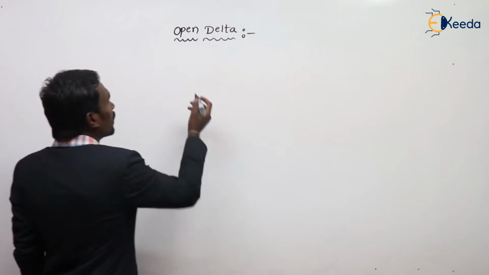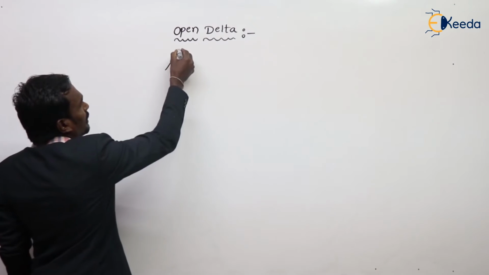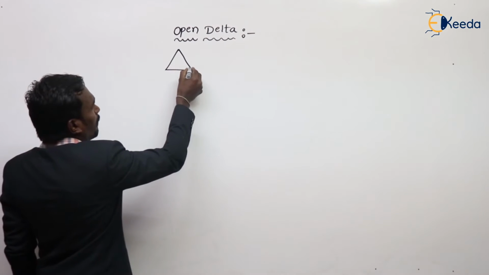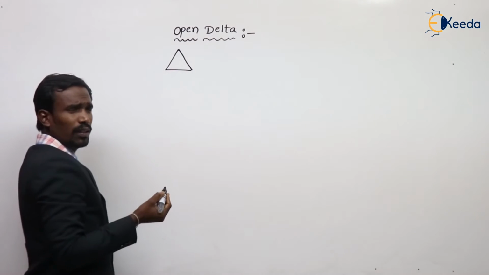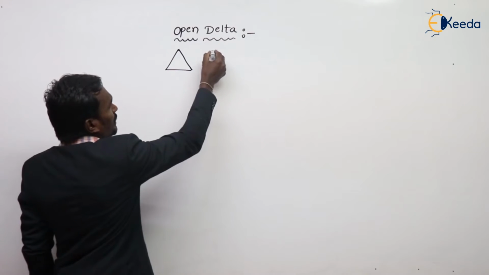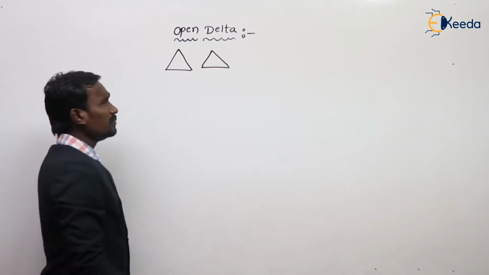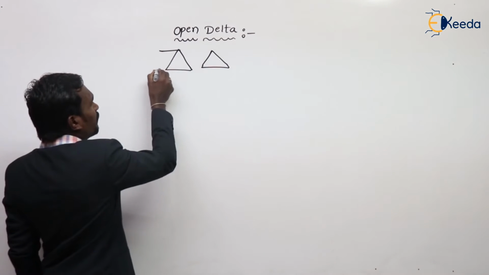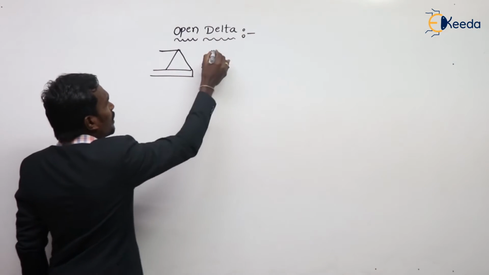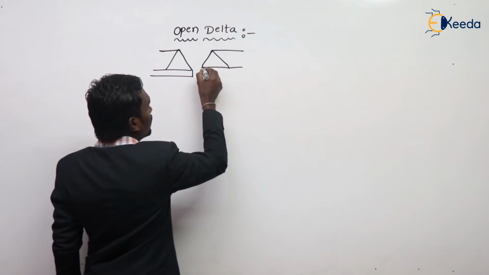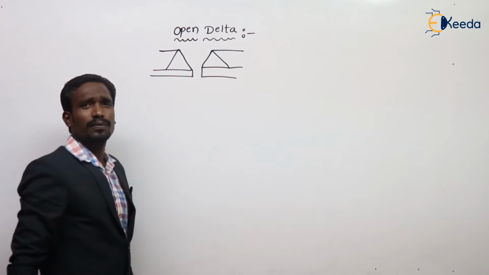In general, we already saw that a three-phase transformer can be made by three single-phase transformers connected together. This is called a three-phase transformer bank.